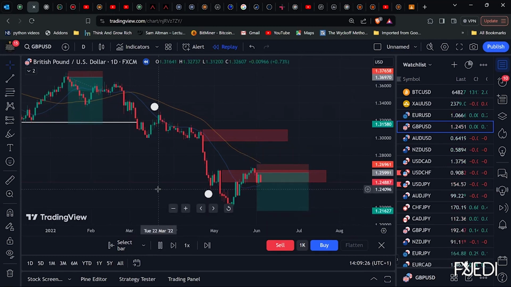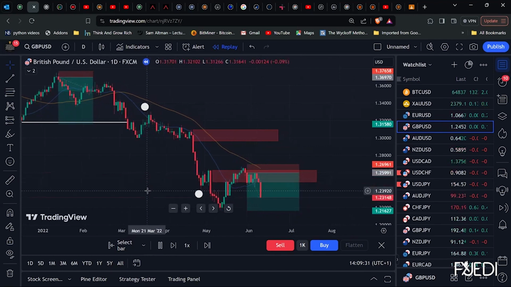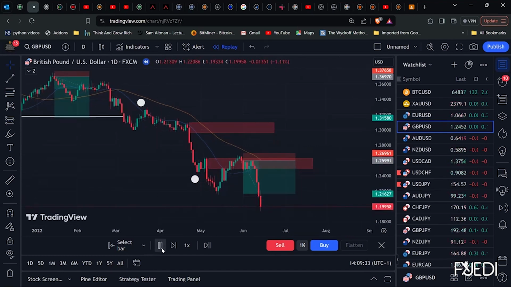So if it goes to hit my stop loss, that's fine. Otherwise, if it gives us profits, we're good too. So we wait, and the price is moving our way and we hit our targets, right?